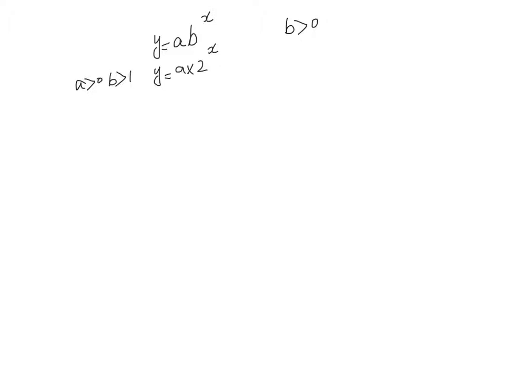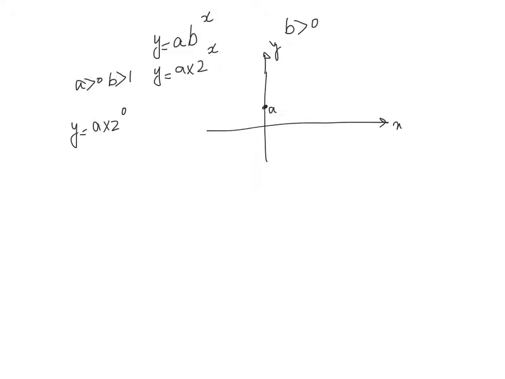If we want to plot this one, remember that for plotting exponential functions, we are going to consider three cases. When x goes to plus infinity, when x goes to negative infinity, and when x is equal to 0. Let's consider x equal to 0. Then we are going to get y equal to a times 2 exponent 0. We know that 2 exponent 0 is 1, so this means that y is equal to a. And we know that a is a positive number, so let's assume this is a, and this is the y-intercept.